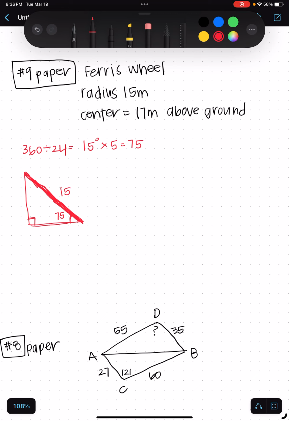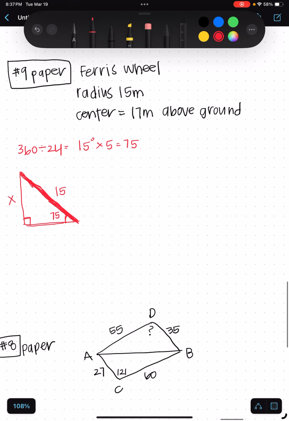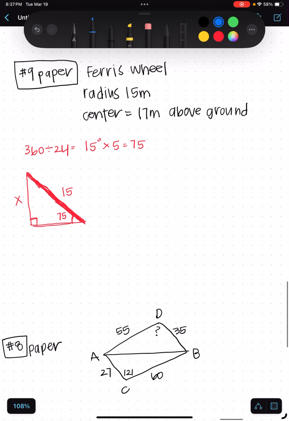And then I can find x, because that x is like your height, right? It's the height from the top to the midline. So I'm going to use that to solve for x, and then we'll add a bunch of stuff to get the total answer. Because it's a right triangle, we're going to use SOHCAHTOA, which means I'm going to label my sides opposite, hypotenuse, and adjacent.